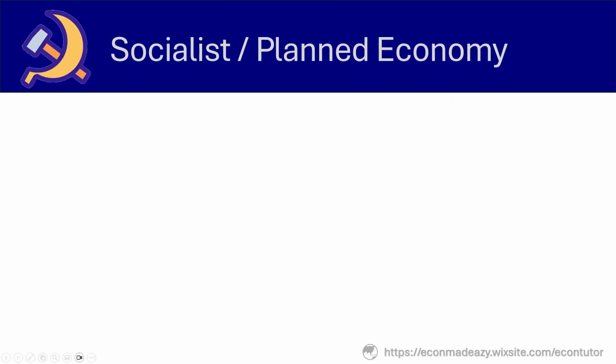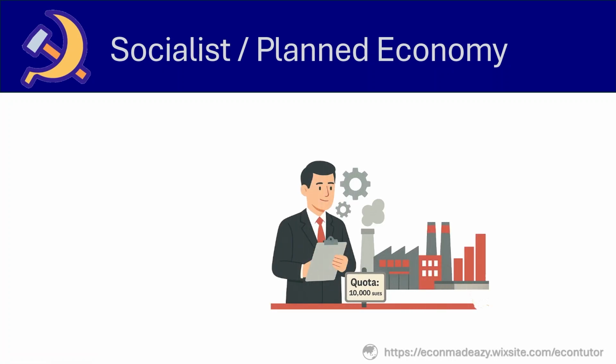Now let's talk about socialism, also called a planned economy. In this system, the government controls most economic decisions. It owns the resources and decides what should be produced, how much, and for whom, often aiming to reduce inequality rather than maximize profits. The few key features of socialism are related to ownership of resources. The state, not individuals, owns land, factories, and other assets.